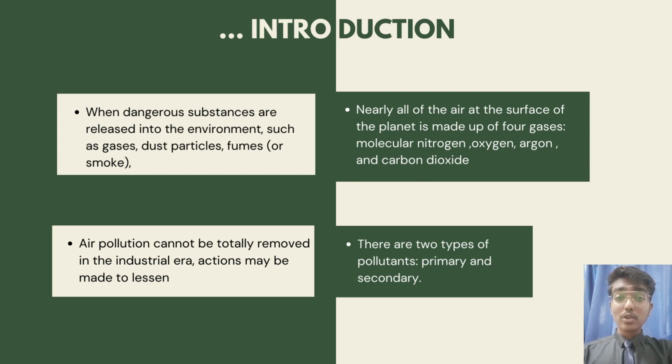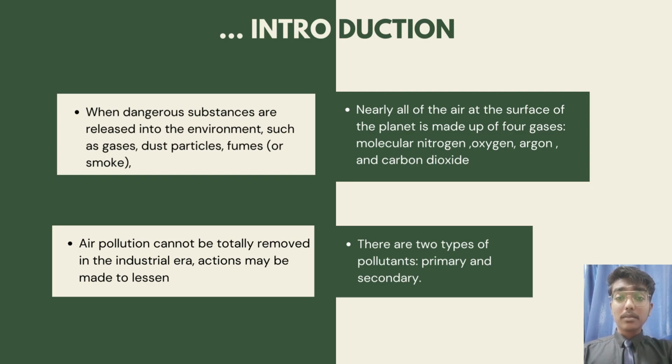CF210299. Today I am going to explain the introduction of this group project. When dangerous substances such as gases, dust, particles, or fumes are released into the environment, it is said to be polluting the air. Human health and other life on our planet are at risk due to air pollution. It generates smoke and acid rain and worsens respiratory problems. This pollution can also harm other living things such as food crops and the built environment.